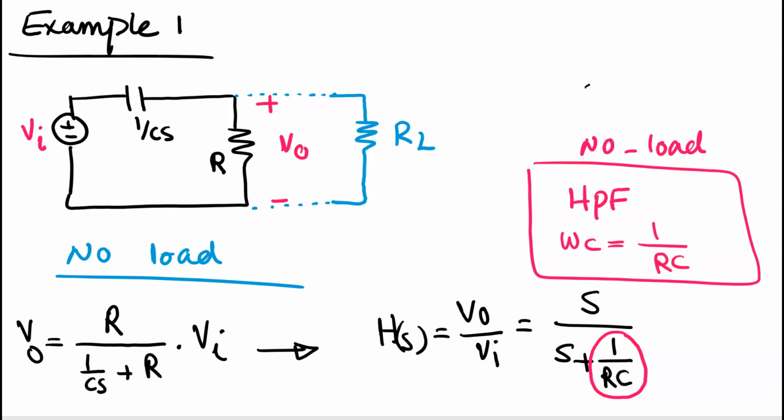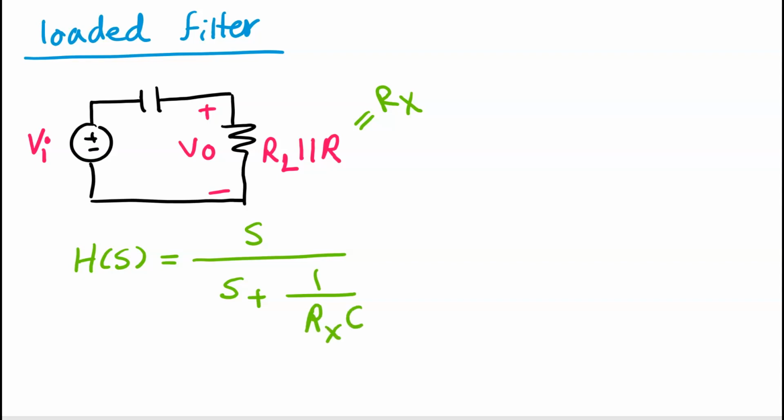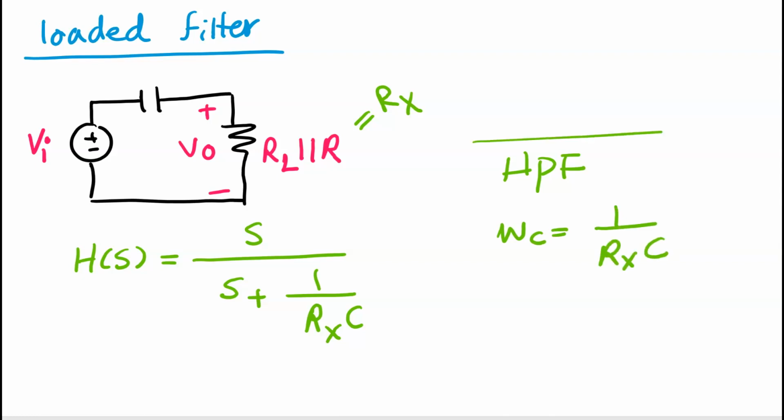So I can get the same conclusion here, and I can say that the transfer function is S over S plus 1 over, instead of RC, I have to use Rx multiplied by C. So what will happen is that I'm still looking at a high pass filter, but the cutoff frequency is equal to 1 over Rx multiplied by C instead of R multiplied by C, in which Rx is the equivalent of R and RL in parallel.